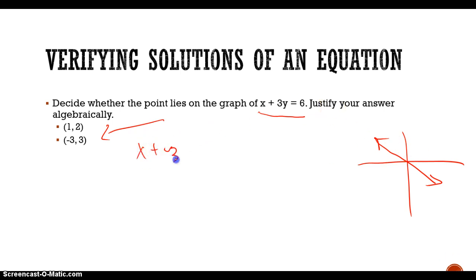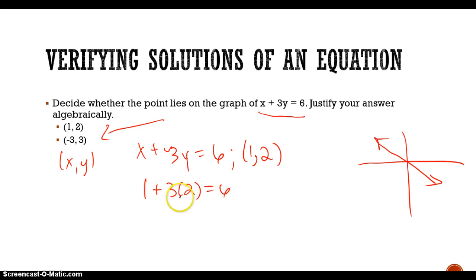So remember that the ordered pair is x, y. So we're going to plug in that x and that y into our equation. So first let's work with the ordered pair 1, 2. So 1 is our x, so we'll plug it in, plus 3 times 2 equals 6. So we know that 3 times 2 is 6, so 1 plus 6 equals 6, which is 7 equals 6, which is not true. So we know that 1, 2 does not fit or lie on that line. So this is how we're proving it algebraically right here.